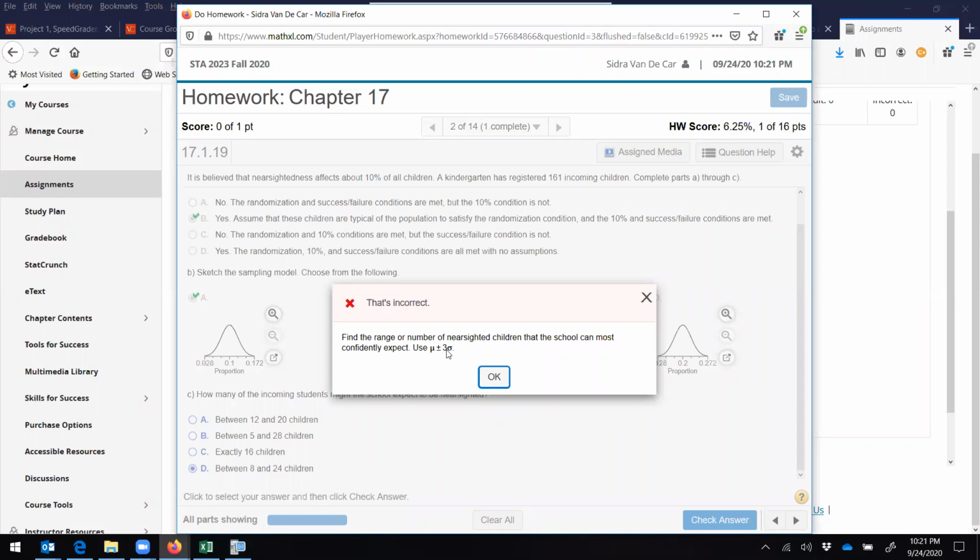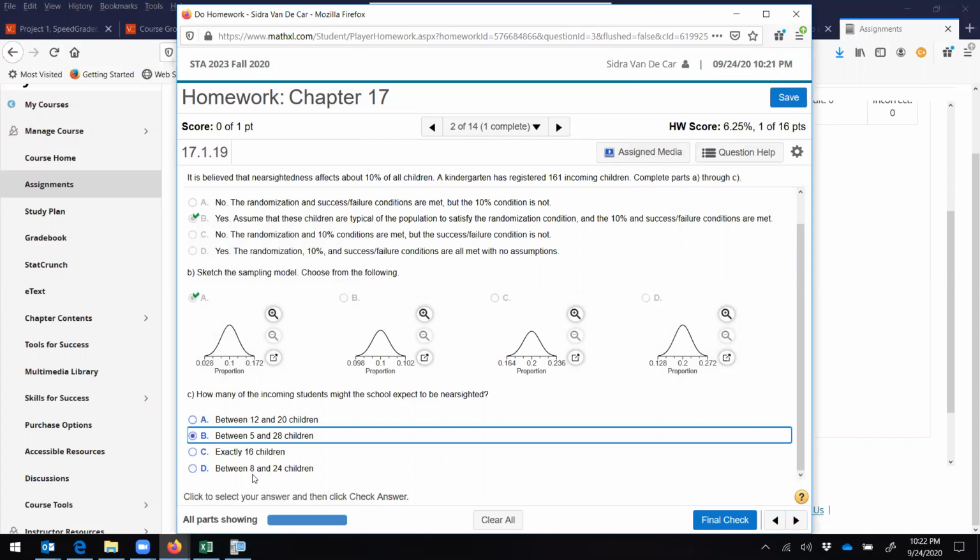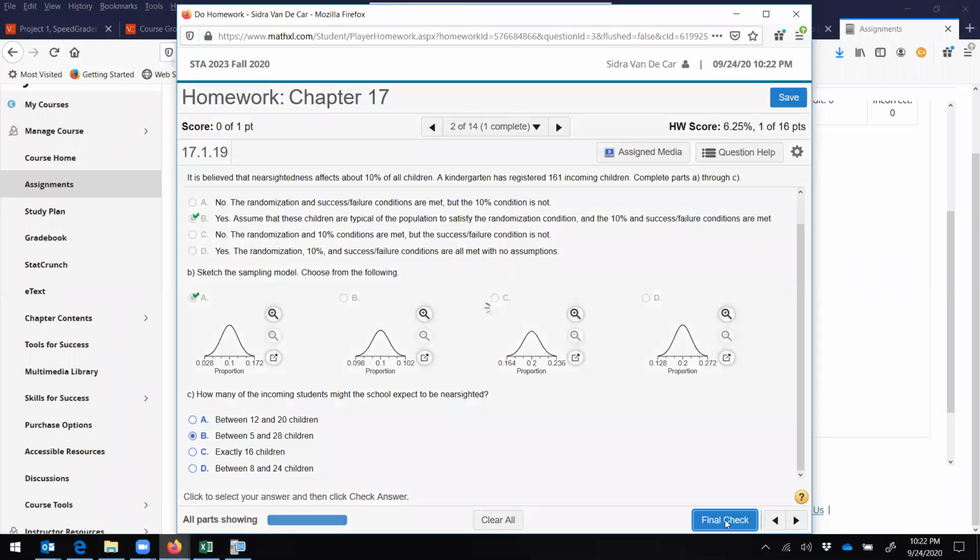Oh, they want us to use 3 standard deviations to get almost all of them. So notice the only one it could possibly be, I don't need to recalculate, has to be B, because it's got to be lower than 8 and more than 24, because I'm going 1 additional standard deviation.